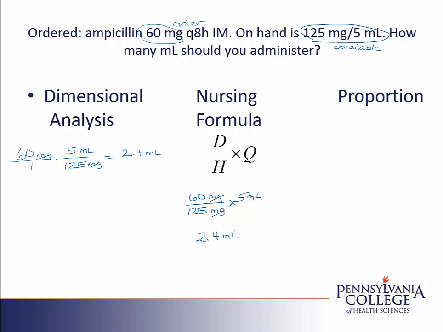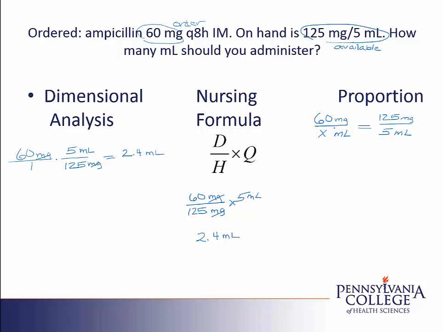The final approach is to use a proportion. In the proportion approach, we'll make 2 equal fractions. We'll start with the doctor's order of 60 milligrams. We would like to convert that into milliliters, and we use the variable x to represent that unknown quantity. We'll put the equal sign, and because we're making equal fractions, we'll put our labels in the same positions. So we have available to us 125 milligrams and 5 milliliters.